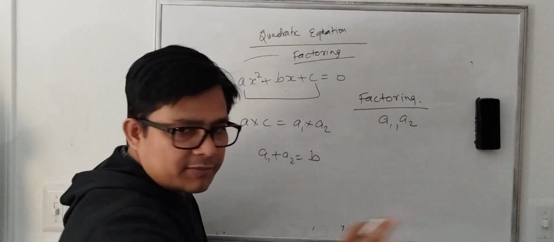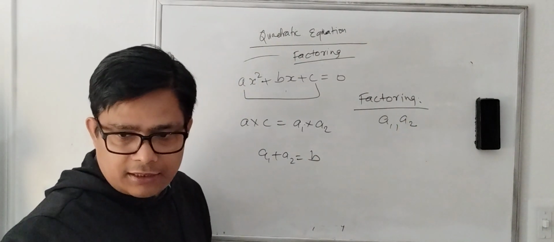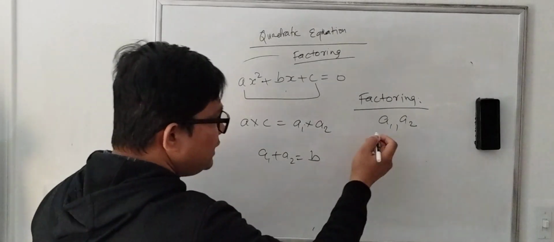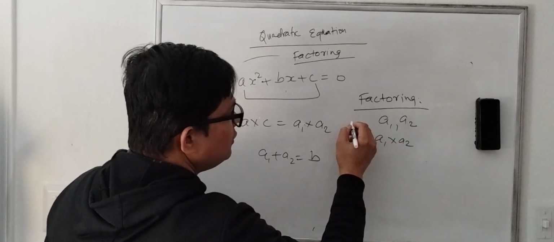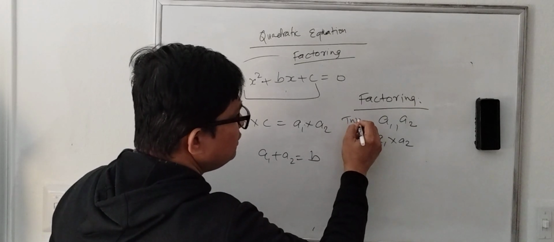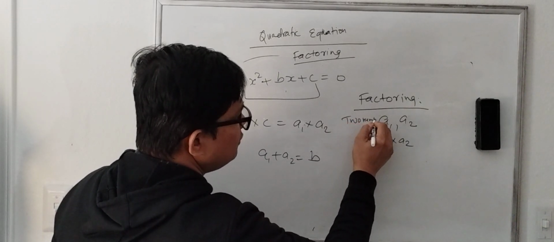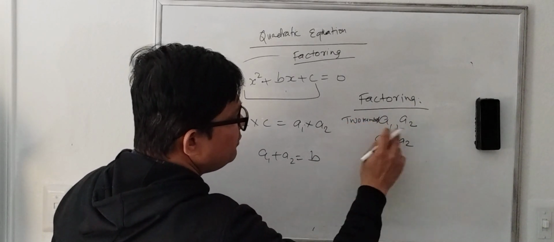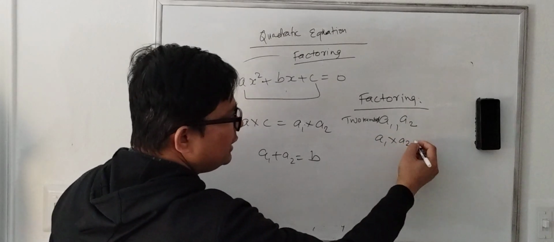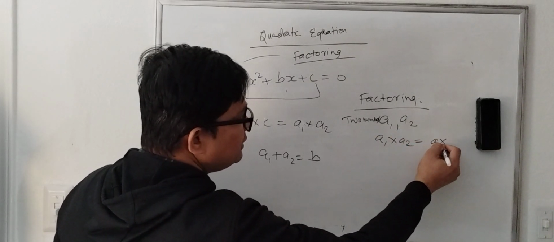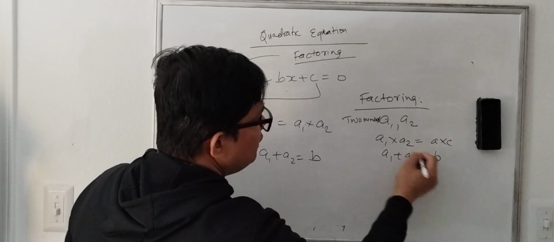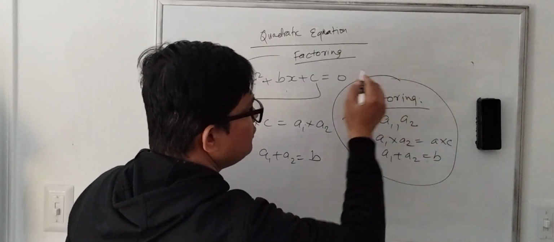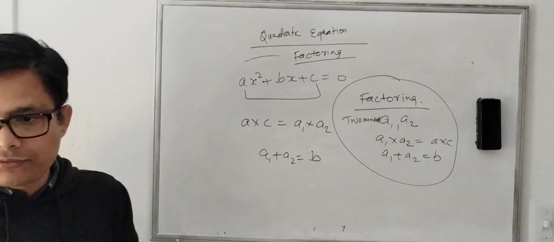This can be a positive number, negative number, anything. Okay, doesn't matter. Such that the product of these two numbers, a1 and a2, such that a1 times a2 will be a times c, and a1 plus a2 will be b. This is the thing you have to do.